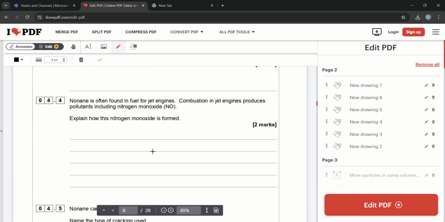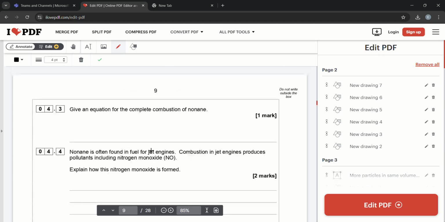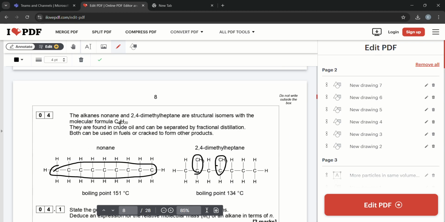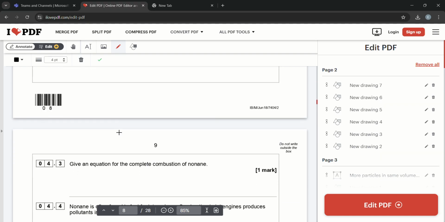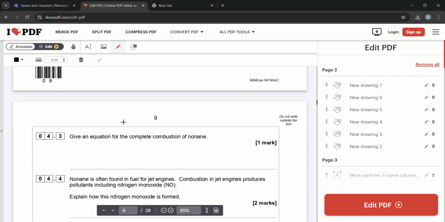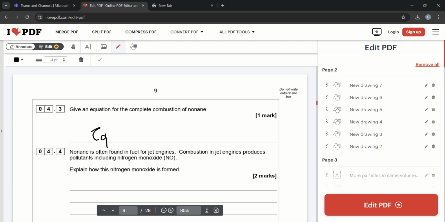4.3. Given the equation for the complete combustion of nonane. Well, nonane is C9H20. So when it's complete combustion, you're adding oxygen and forming CO2 and water. C9H20 plus O2 to form CO2 plus H2O. So 9 carbons on the left hand side, 9 carbons on the right hand side, 20 hydrogens left hand side, 20 hydrogens right hand side.